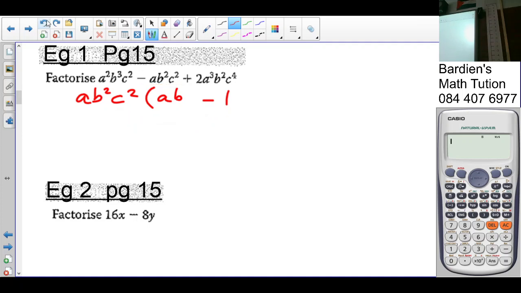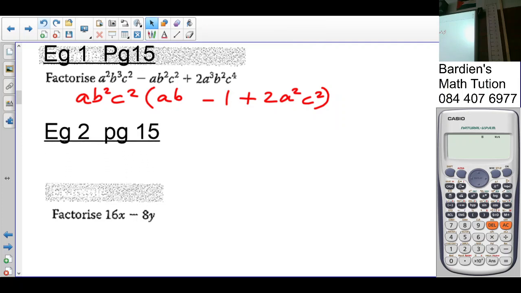Right. Next, a, b squared, c squared multiplied by what is going to give you 2, a cubed, b squared, c to the power 4? 2a squared c squared, no, b's already accounted for, or c squared. Okay? And there's your answer. Okay. Let's look at the next question.